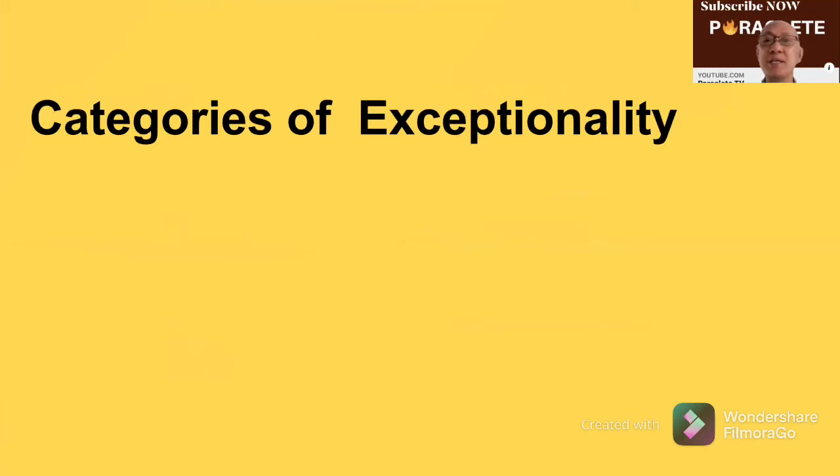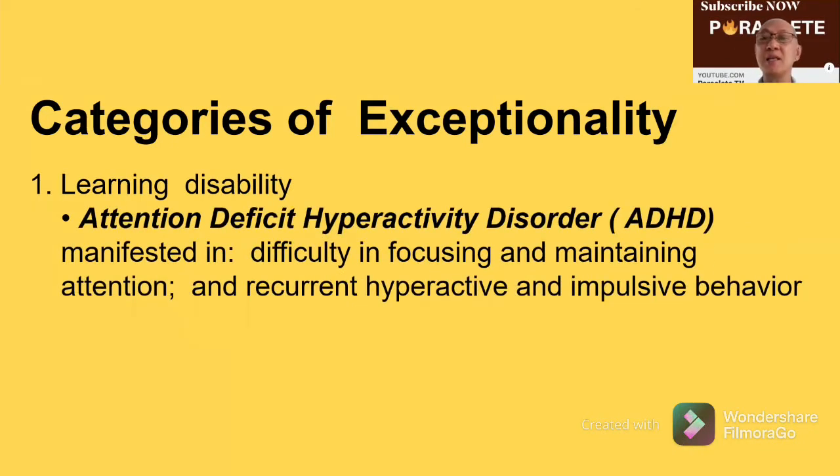Okay, there are categories of exceptionality. The first category is called learning disability. There are students and pupils that have this disability, so we as teachers have to take all of these things into consideration. The first learning disability is the so-called attention deficit hyperactivity disorder, or ADHD in short. When our students or pupils have ADHD, the following are the manifestations.